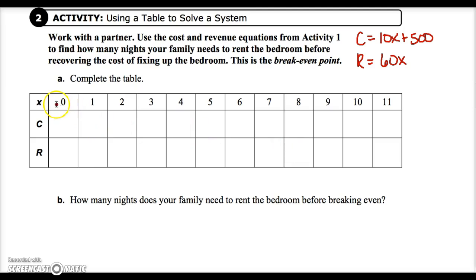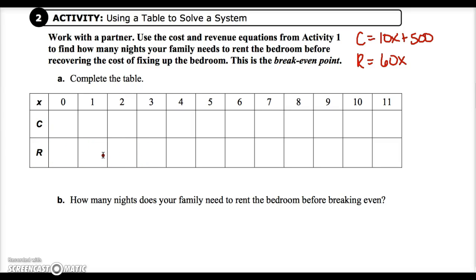So notice we have a row of what X is. Now they told us that X was how many nights. So 0 nights, 1 night, 2 nights, all the way up through 11. We have a row for the cost. That's C, what it costs your family to run this bed and breakfast. And then a line for the revenue, how much your family is making off of it per night.